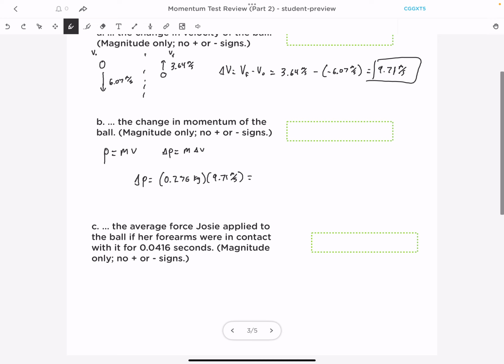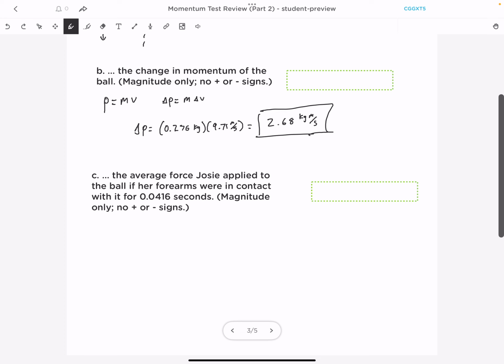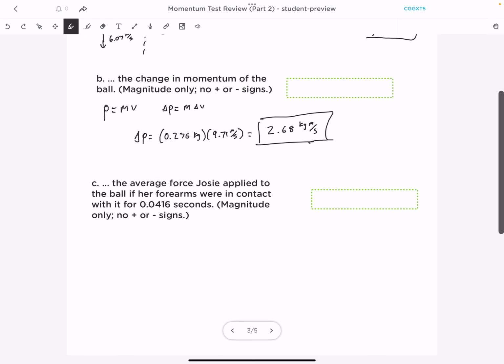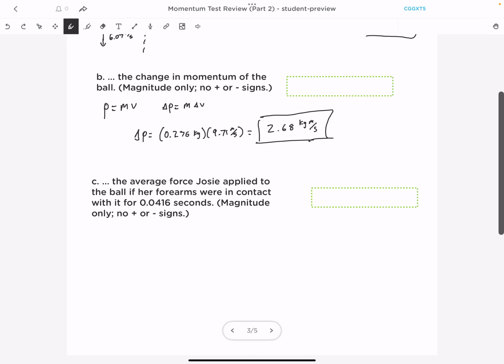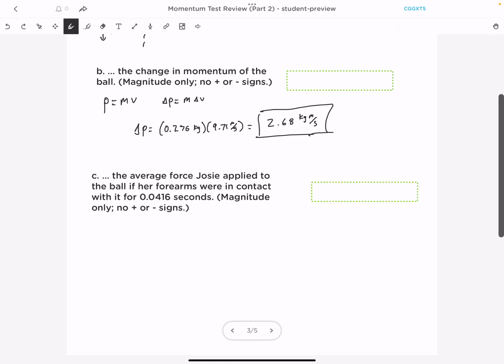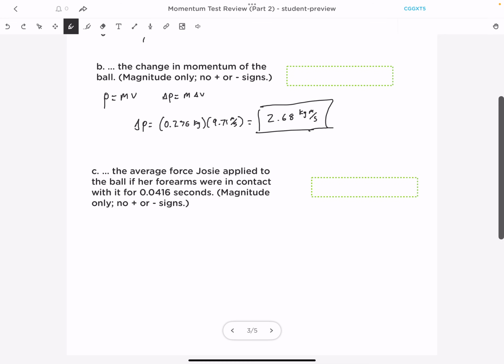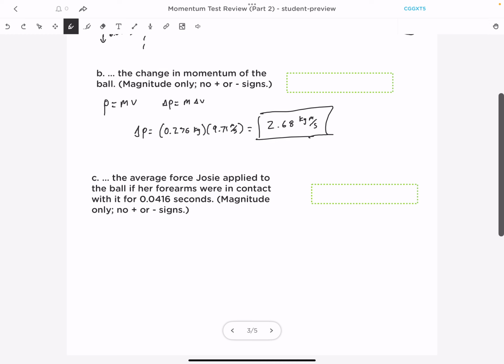I end up with about 2.68 kilogram meter per second. So that is the change in momentum of the ball. Okay, and here we need to now figure out what the average force is. So the average force Josie applied to the ball if her forearms were in contact with it for only 0.0416 seconds. Magnitude only, no plus or minus sign.